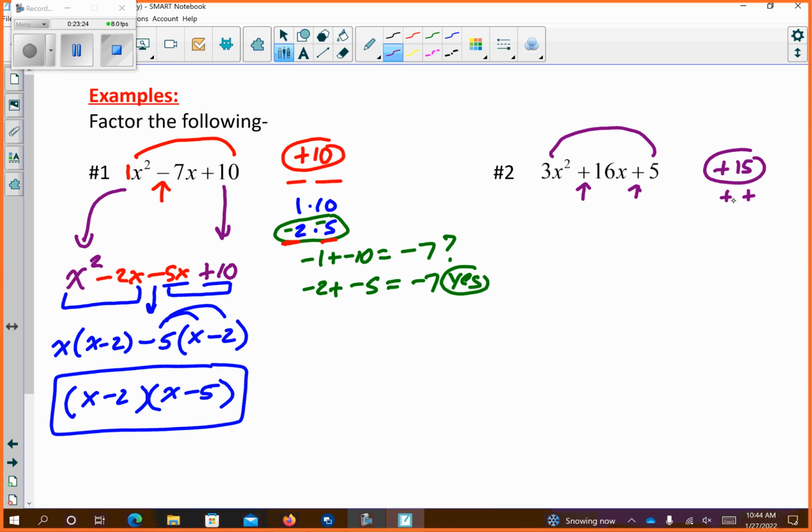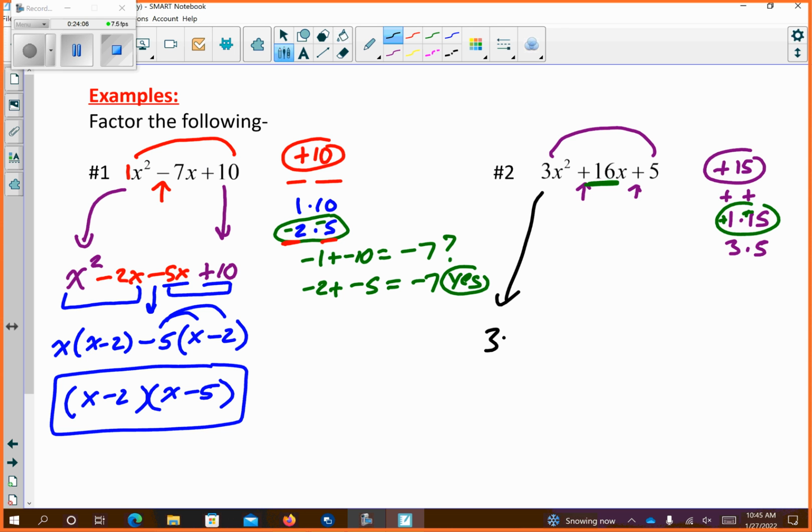All right. I'm trying to get to positive 15. I know that 1 times 15 is 15. I also know what else is 15. 3 times 5. Okay? If I add 1 and 15 together, I get 16. If I add 3 and 5 together, I get 8. I'm trying to get to this number. Which ones will I use to get to that 16? 1 and 15, yep. And they're both positive. Because 1 times 15, both positive, is positive 15. 1 plus 15 is 16. Next step.